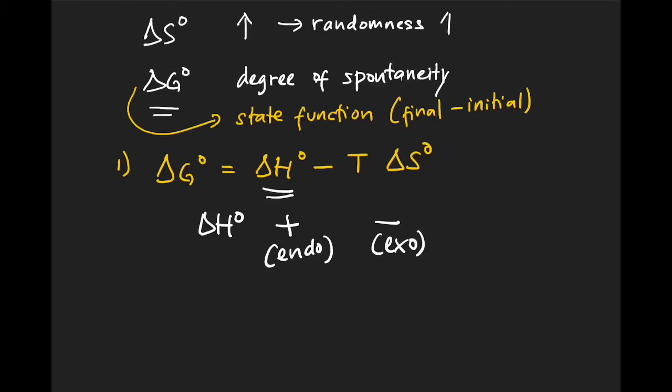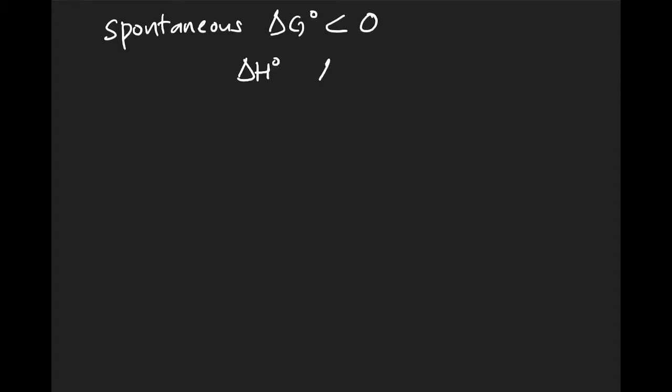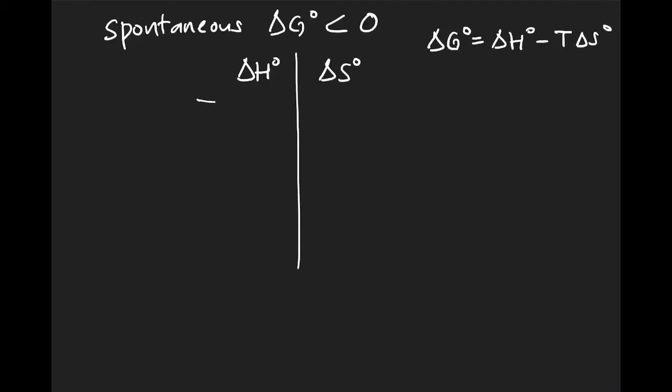Now, we can find several combinations between delta H and delta S. Don't forget that a spontaneous process is the one that results in delta G being smaller than 0. In this case, we can write down the delta H and also the delta S. Don't forget delta G is calculated from delta H minus T delta S. We can have several combinations of delta H and delta S.